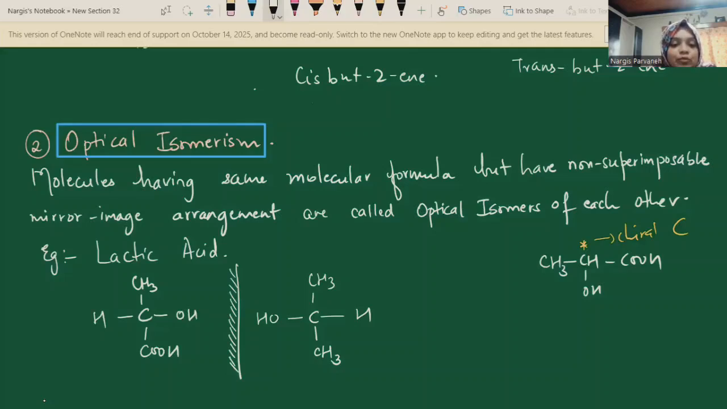CH3 will superimpose with CH3. Sorry, I wrote C. Oh wait, I should write COOH. CH3 is superimposing with CH3. COOH is superimposing with COOH. But if you keep the structure like that without inverting it, this H is not superimposing with this OH because they are different. Similarly, this OH is not superimposing with this H, and hence they are non-superimposable mirror images of each other. And that is the criteria to exhibit optical isomerism.